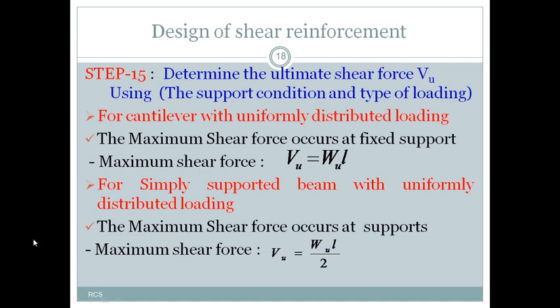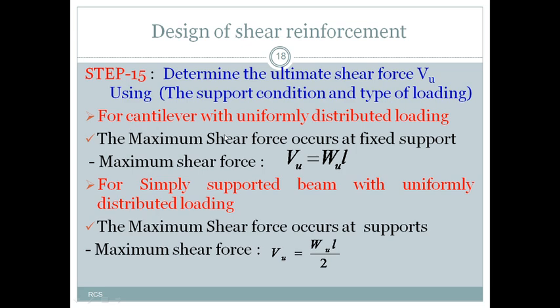So for that, see the design of shear reinforcement for a doubly reinforced beam. The steps are similar to those for our singly reinforced beam. First we have to determine the ultimate shear force. We are designing shear reinforcement to resist the shear force, so we have to design how much shear reinforcement is required. For that, we have to calculate the amount of shear force acting on that particular beam. Again, the amount of shear reinforcement depends upon the type of loading condition, type of support condition, or I can say the type of beam.